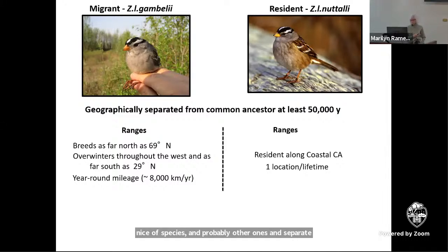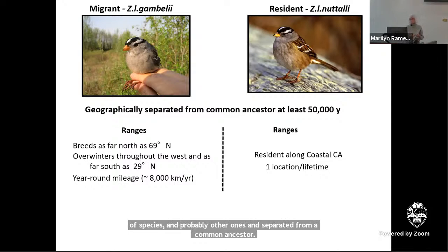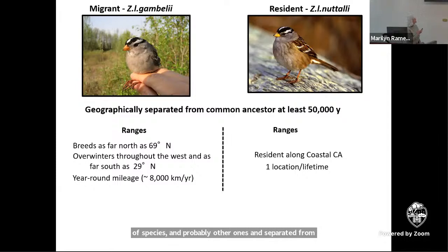So they've been separated for a long time, but they did arise from a common migrant ancestor. Today, the ranges are such that the migrant reaches far north of 69 degrees. And John was presenting that yesterday. They winter throughout the West, from the lower 48 all the way to Mexico. So they have a huge range where they overwinter.